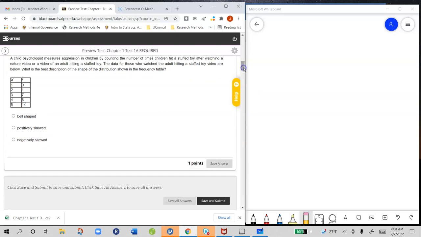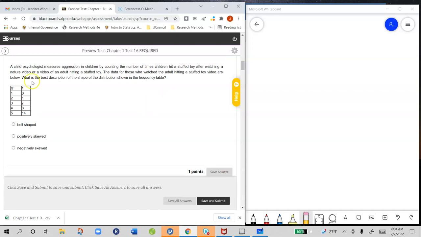Now we're looking at a frequency distribution. We have X's and frequencies. X's are the categories or the scores, and the frequencies are the number of children in each of those categories. In this example, kids hit the doll either 1, 2, 3, 4, or 5 times, listed here. The frequencies represent how many people are in each category. We have 0 kids who hit the doll once, 1 hit the doll twice, 7 hit the doll 3 times, and so forth. And we're asking what's the best description of the shape of the distribution.